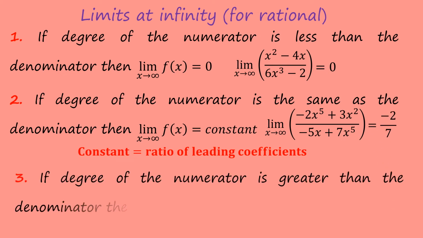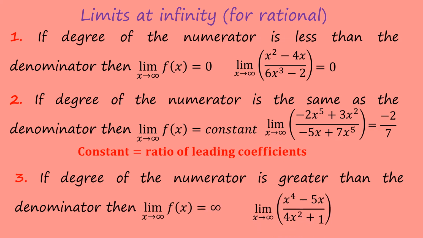The third one: if the degree of the numerator is greater than the denominator, then the limit will be infinity. And we have given this example. Now, the power of the numerator is 4, which is far greater than the power of the denominator, which is 2. Therefore, the value we're going to get is infinity.